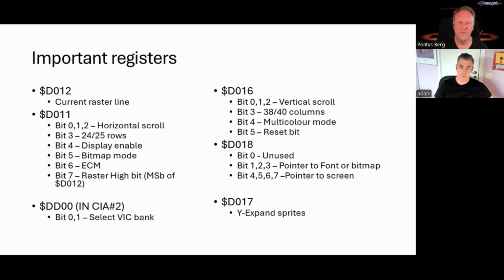Depending on if you're in character mode or bitmap mode, the lower nibble here works a bit differently. When you're in bitmap mode, only really the highest bit is used. The other ones are not used because you can only select either the high or the low half of each bank. So it's bit 3.